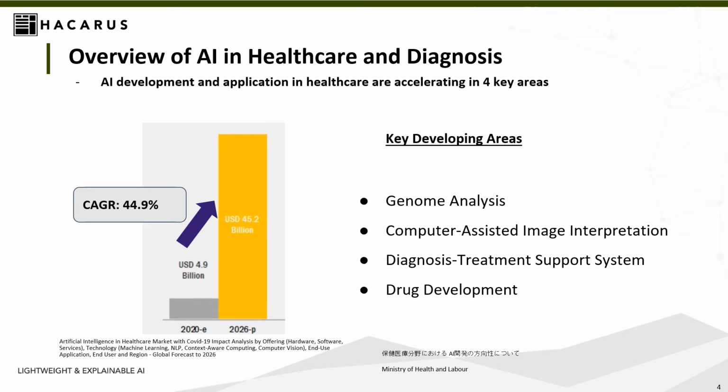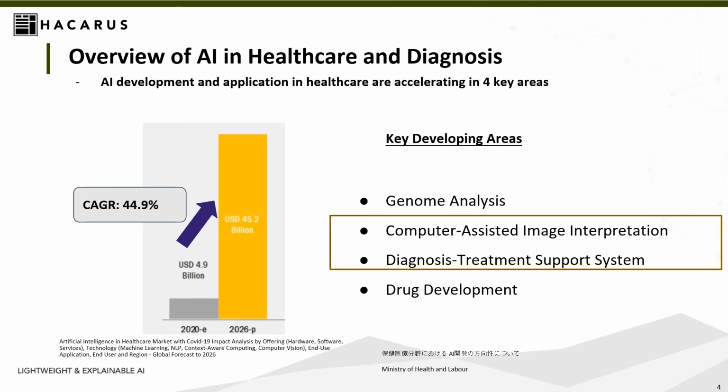The projected compound annual growth rate, that is to say the CAGR, of 44.9% is mainly focused on the four key areas, which are genome analysis, computer-assisted image interpretation, diagnosis treatment support system, and drug development. AI diagnosis is key in two of these areas: computer-assisted image interpretation and diagnosis treatment support systems, which is an intelligent system bridging diagnosis and treatment, ultimately looking to help achieve a more healthy lifestyle.